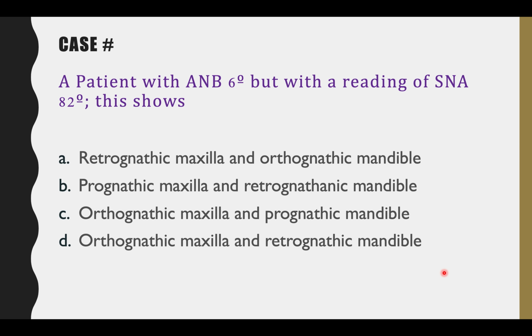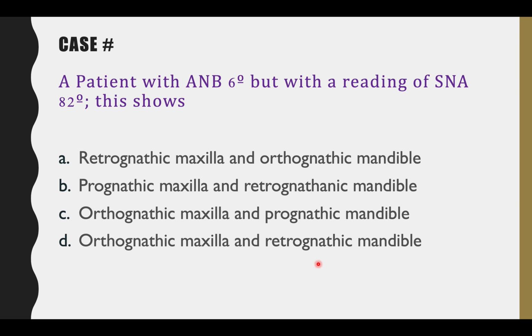A patient with an ANB of 6 degrees but with a reading of SNA 82. So if we see here, ANB of 6 degrees, which is an abnormal case, ANB is increased, so normally we may go to a class 2 condition, that means prognathic maxilla. But the other reading of SNA is showing a normal value, that means there is something wrong with your mandible but not the maxilla. So an orthognathic maxilla and a retrognathic mandible combination may give you an ANB value of 6 degrees. Here the SNB may be around 76 degrees, so the difference is 6 degrees, positive.